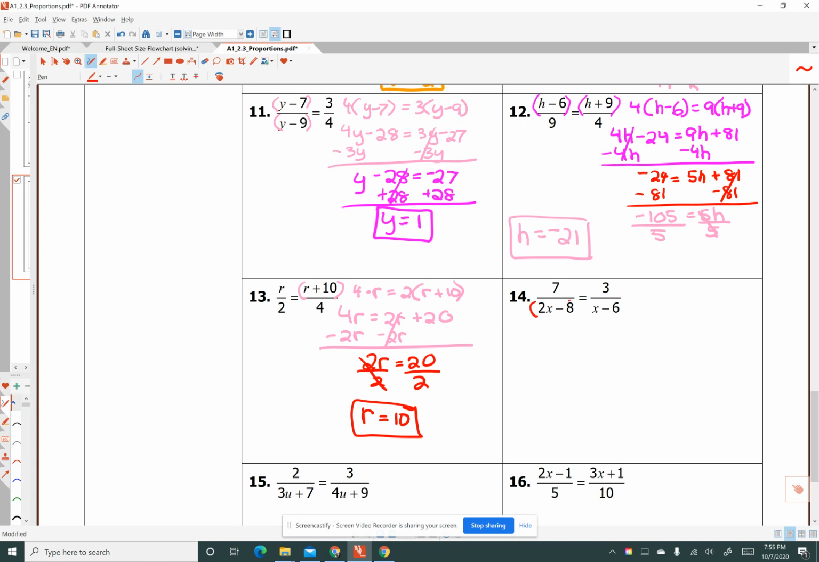Let's group the terms in this denominator on the left and on the right. And we will start with, I think I'll start with 7 times the quantity of x minus 6 equals 3 times the quantity of 2x minus 8, a little more complex. That will give us 7x minus 42. 7 times x and 7 times negative 6 equals 6x minus 24. I'm going to move 6x.